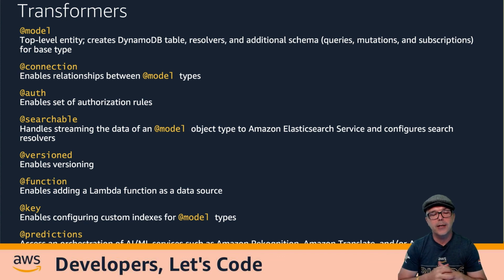@auth we've talked about. @searchable I've mentioned. @versioned allows you to start versioning your schema, so you can apply different versions against types. The @function allows you to build a Lambda function, which is cool. And then @predictions. So I mentioned earlier that we could have implemented this with a server call to the predictions category rather than the client call that we're using. So you do that using the @predictions transformer. So transformers are cool, and check them out.